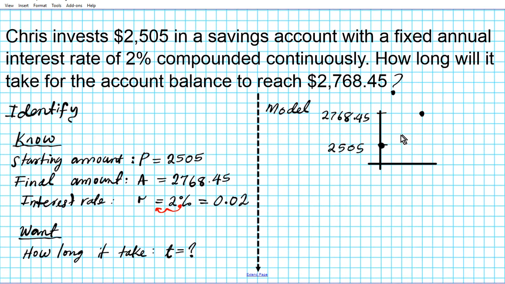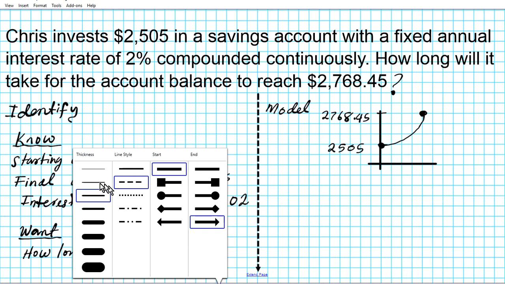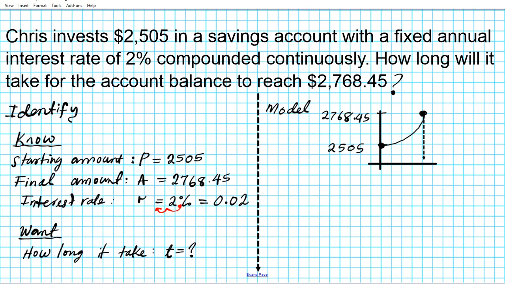The growth is going to be an exponential growth, so we just draw an exponential function which has upward opening concavity. So something like that. It's just a general sketch. Okay, so the question is, how much time will it take to accomplish this growth? Okay, so what we're looking for is the time value where our account balance is going to be $2,768 and 45 cents. So t is the unknown. Okay? All right.